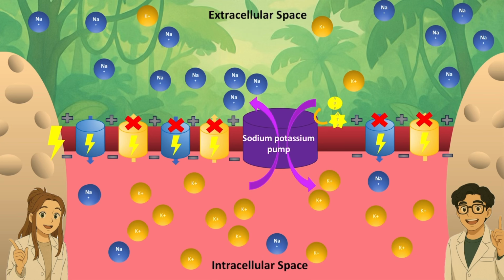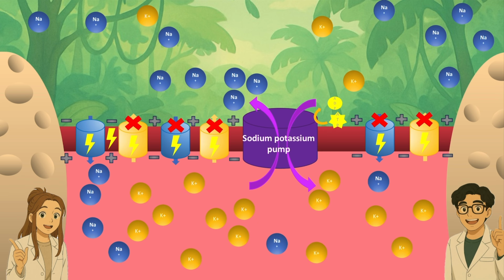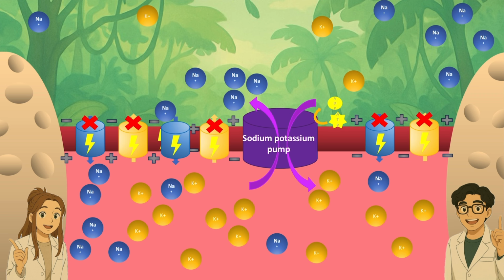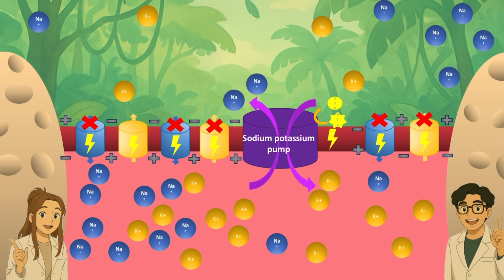Here's the coolest part. The action potential doesn't just happen in one spot. It travels down the axon. In unmyelinated axons, it moves step by step, each section of the membrane depolarizing the next. In myelinated axons, it jumps between nodes of Ranvier in a leapfrog style called saltatory conduction. Way faster.